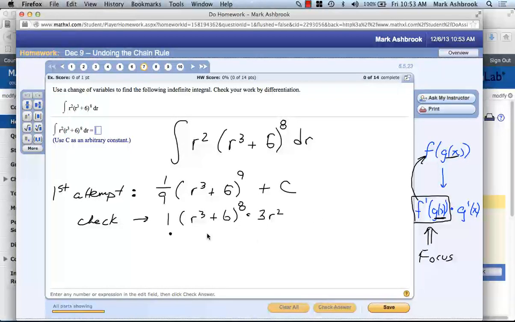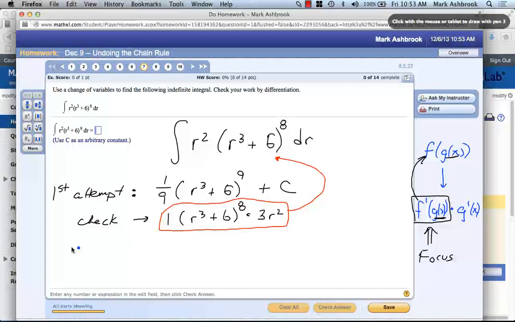So now we compare. We take our checked version of our first attempt, and we compare it to what we started with. If they match, we're done. Our first attempt was right. But if they don't match, then we've got a little mess to clean up. Do they match? No. So, second attempt.